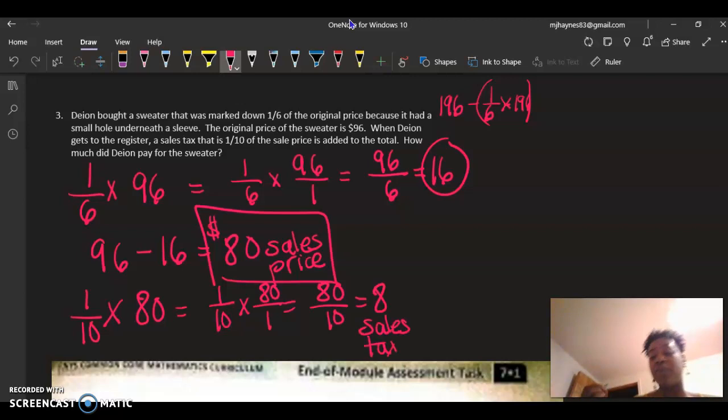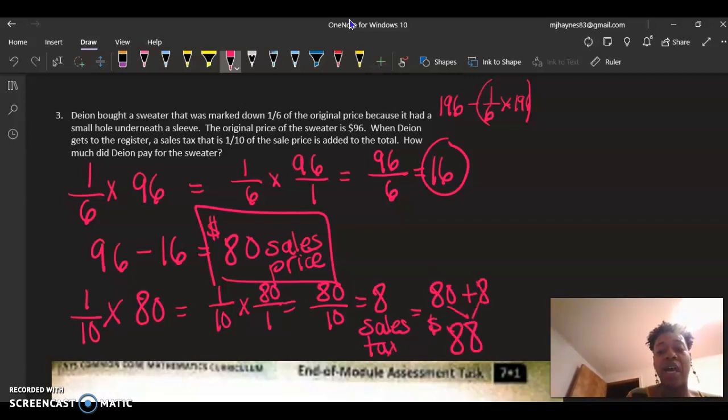A lot of us say, oh, I got 8. That's the answer. No, that's the sales tax. That tax has to be added to the sweater. So I've got to do 80 plus 8, which will be $88. How much did Dion pay for the sweater? He's got to pay $88.